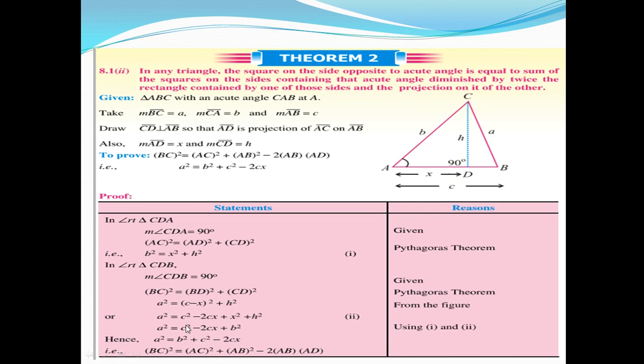And then we get the solution after simplification: c square minus 2cx plus x square plus h square. x square plus h square is equal to b square in equation 1. Putting in the value, we get BC square is equal to AC square plus AB square minus 2 AB times AD, where AD is the length of the projection and AB is the length of the base.